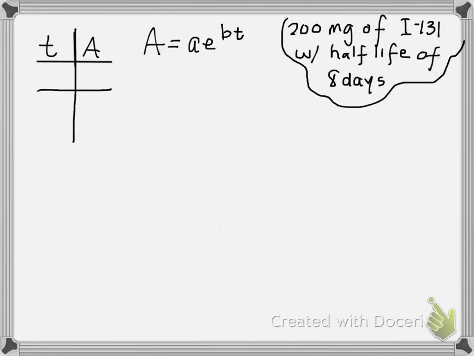All right, so in this problem, we've got iodine 131, which doesn't matter, it's just some element that we have. And we have 200 milligrams of it, and it has a half-life of 8 days. And then I'm going to answer 3 questions here.